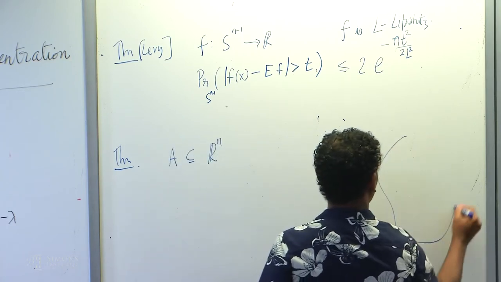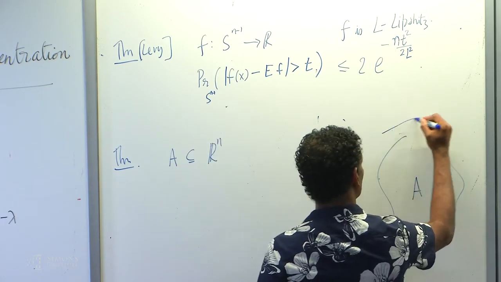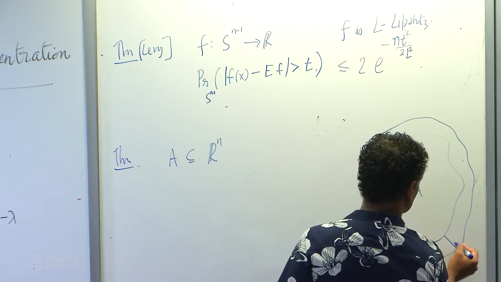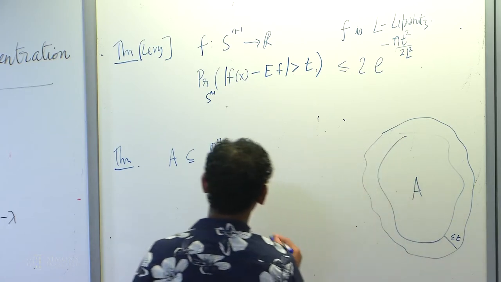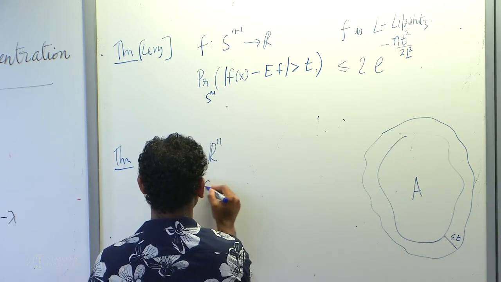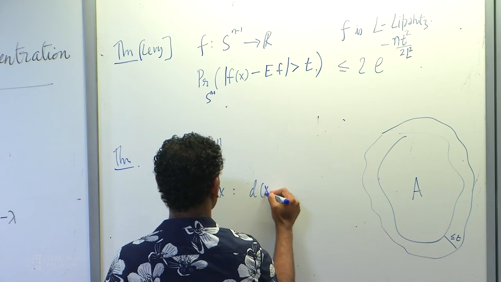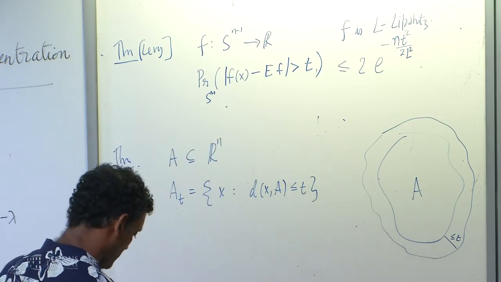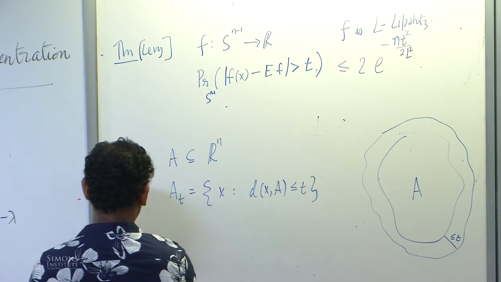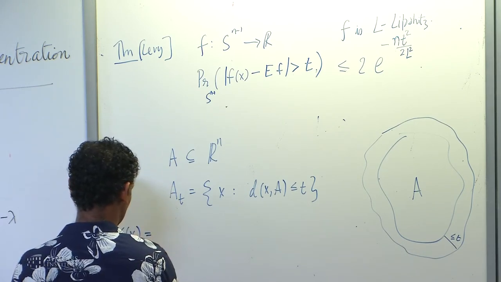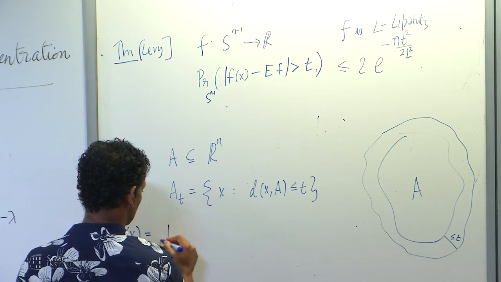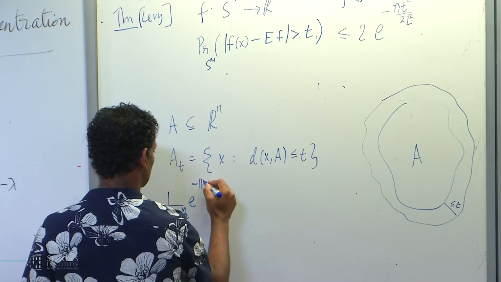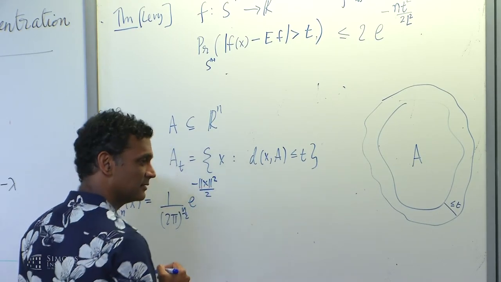So this is some subset of space A, and it'll be interesting to mark out all of space that's close to this, where the distance to this subset is at most t. So A_t will be the set of all points where the distance to A is at most t. And gamma of x is just the Gaussian density. I'll drop the subscript n, but in n dimensions, it's 2 pi to the minus n over 2 times e to the minus the standard Gaussian density.